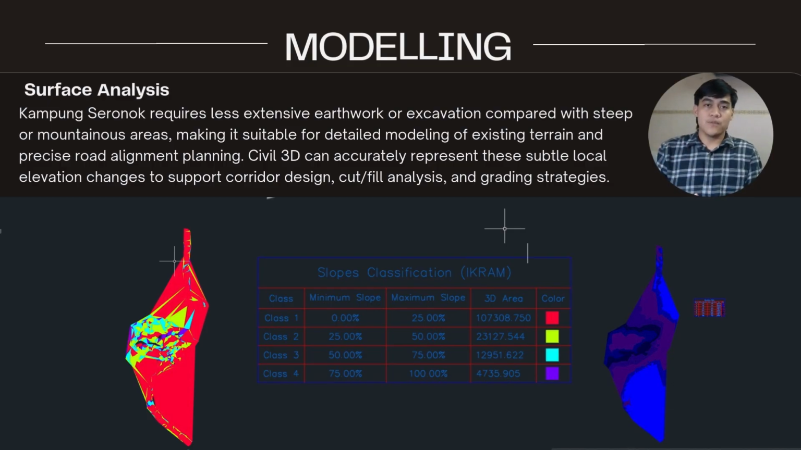The second part of modeling is surface analysis. Kampung Seronok requires less extensive excavation effort compared with steep or mountainous areas, making it suitable for detailed modeling of existing terrain and precise road alignment planning. Civil 3D can accurately represent these subtle local elevation changes to support corridor design, cut and fill analysis, and grading strategies.